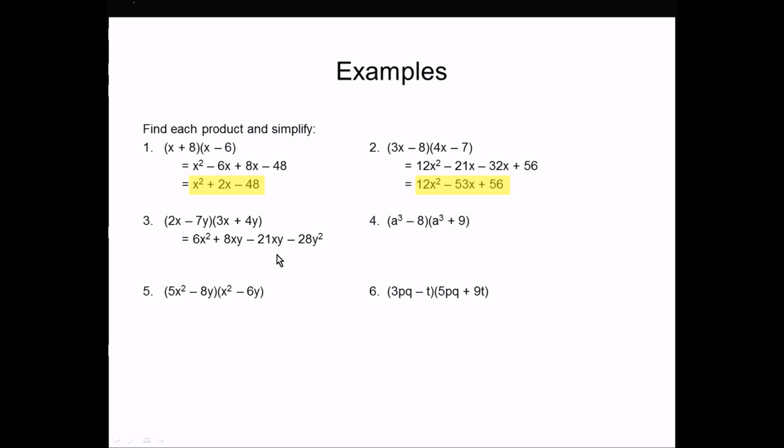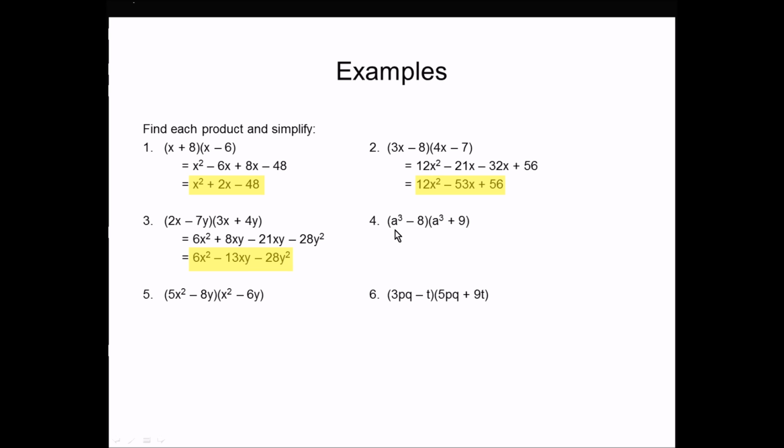The outer and inner will combine. 8 minus 21, I get negative 13. So 6x squared minus 13xy minus 28y squared. Notice as the powers of x go down, the powers of y go up. Middle term in the middle. Do not put this term on the end. The middle term in the middle.